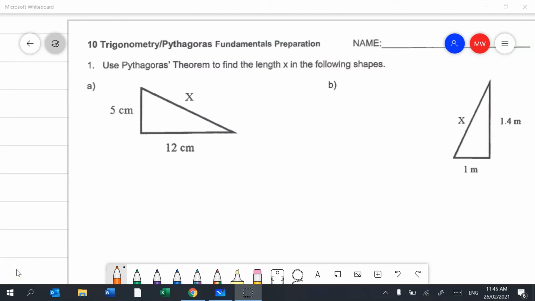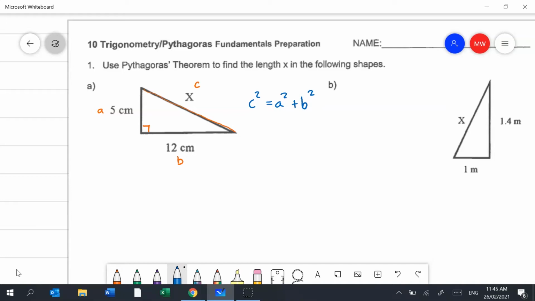In question 1a, we're being asked to find x using Pythagoras' theorem. Now x is the hypotenuse, it's opposite the right angle, it's this one here, and it's also the longest side of the shape. So we're going to use the formula c squared equals a squared plus b squared. It's important to understand that the hypotenuse is always c, and that either other side can be a or b, they can be interchanged. And all we do now is we just substitute the values in.